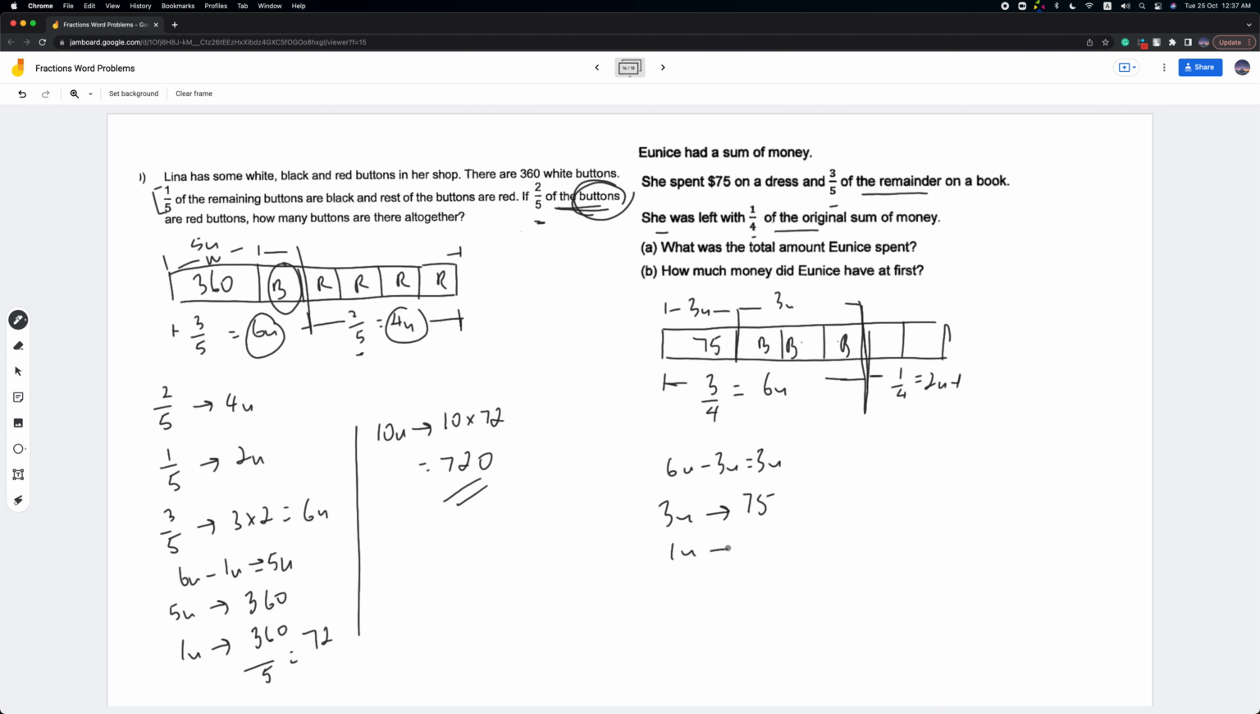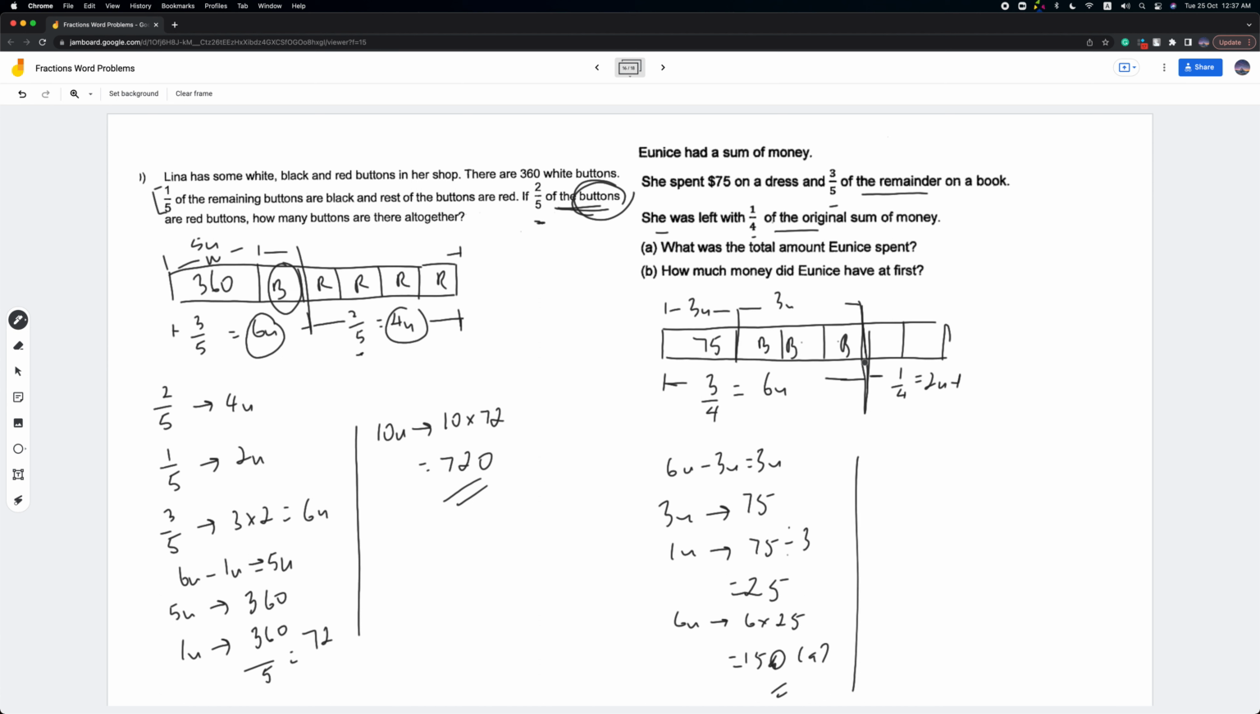Now we find 1 unit, 75 divided by 3. What do we get? 25. What was the total amount she spent? So she spent on dress and book, which is 6 units. 6 units is 6 times 25. Okay, that gives us 150. So this is the answer for A.